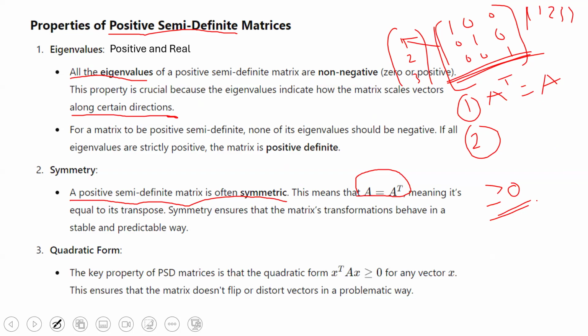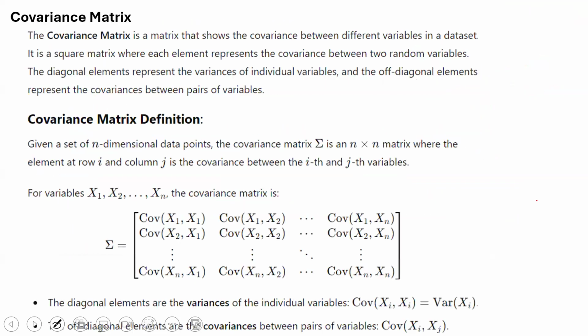That is how the problems will be given to you. Given a matrix, you just have to find out whether the matrix is positive semi-definite or not. Okay. Let's go back to the next slide.